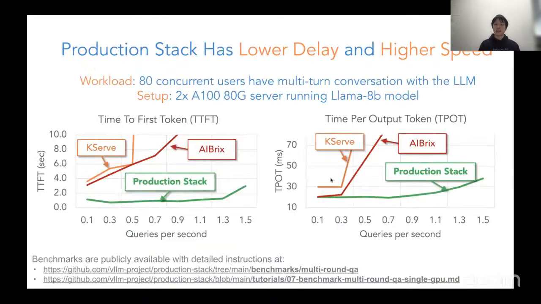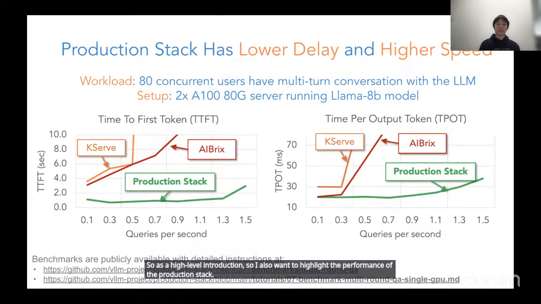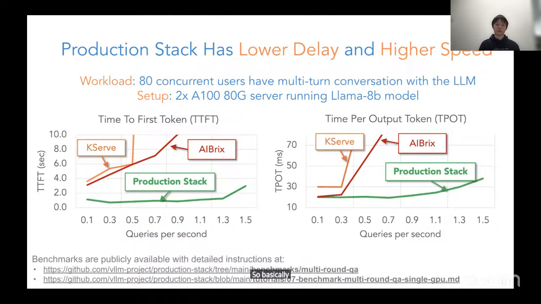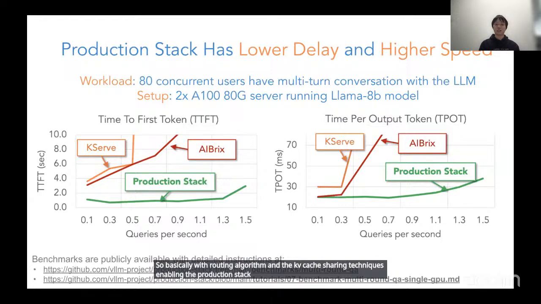As a high-level introduction, I also want to highlight the performance of the production stack. Basically, with the routing algorithm and the KV cache sharing techniques enabled in the production stack, it can achieve lower delay and higher throughput than other state-of-the-art open source solutions.